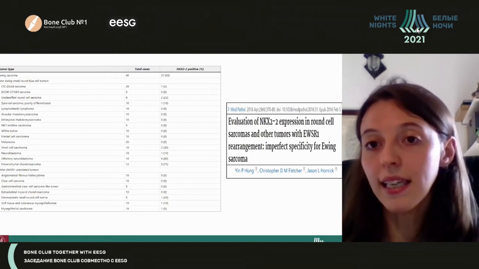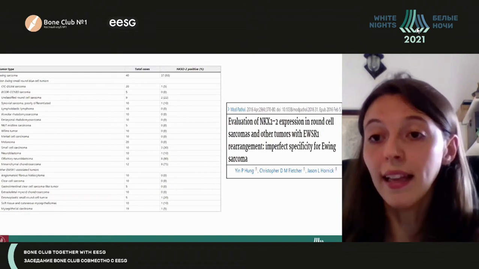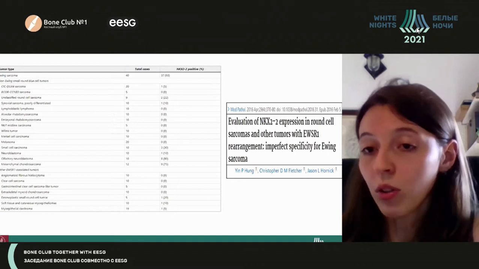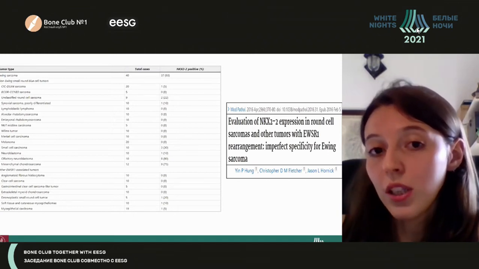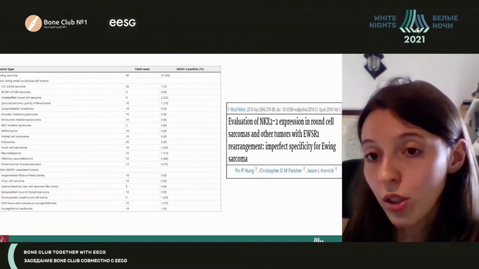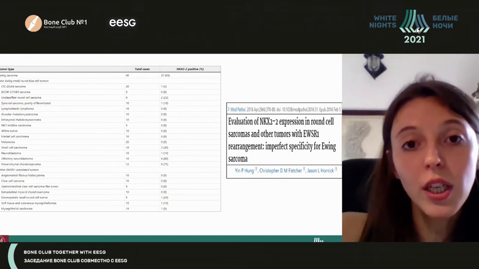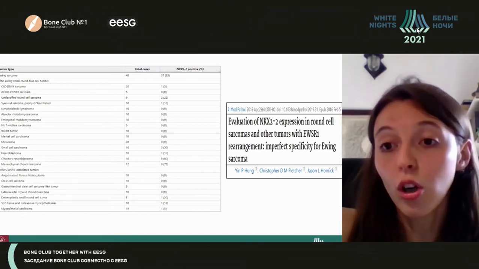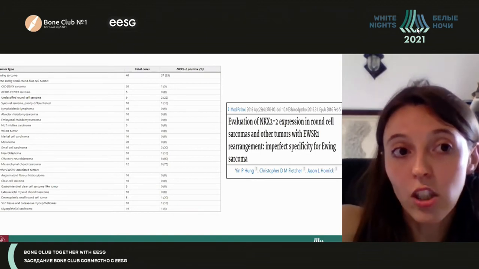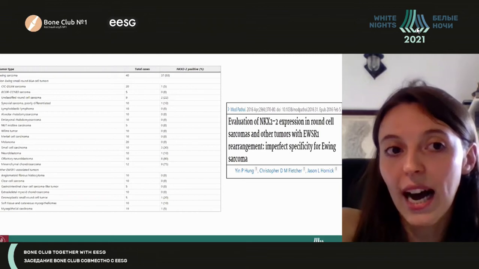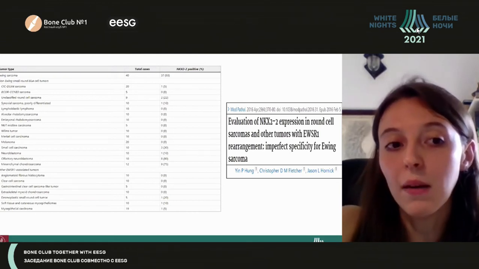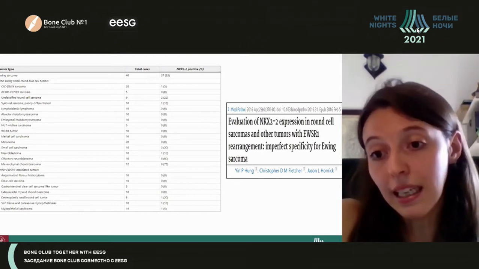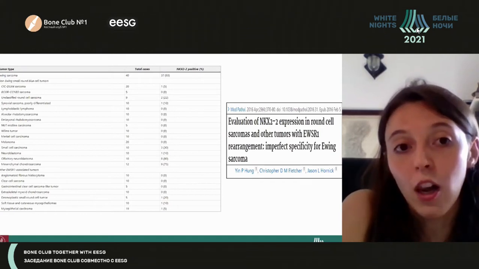In fact, we can see NKX2.2, which is quite useful for the diagnosis because it's quite sensitive. Unfortunately, it's not really specific because its nuclear expression is not exclusive to Ewing sarcoma. As you can see from this table, we can find expression of this new antibody also in other neoplasias, such as CIC-rearranged sarcoma or unclassified round cell sarcoma, or even in mesenchymal chondrosarcoma. So it's really useful if we use it with CD99, but don't use it alone.